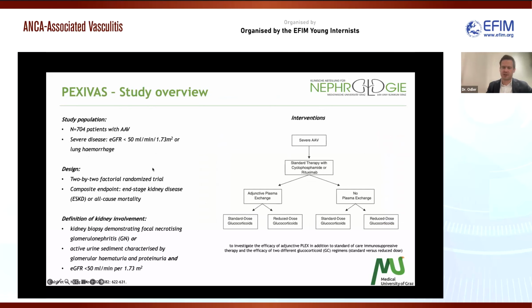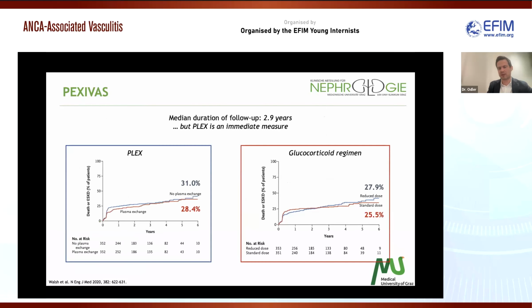By now, this is the largest randomized controlled trial in ANCA-associated vasculitis, involving 704 patients with a severe disease defined by an eGFR under 50 milliliters or lung hemorrhage. The study had a 2x2 factorial randomized design and aimed to investigate the efficacy of adjunctive PLEX in addition to standard of care immunosuppressive treatment, and the efficacy of two different glucocorticoid regimens, the standard and the reduced dose. This is quite important because we learned a lot from this study, not only on plasma exchange, but also on the use of different glucocorticoid dosing.